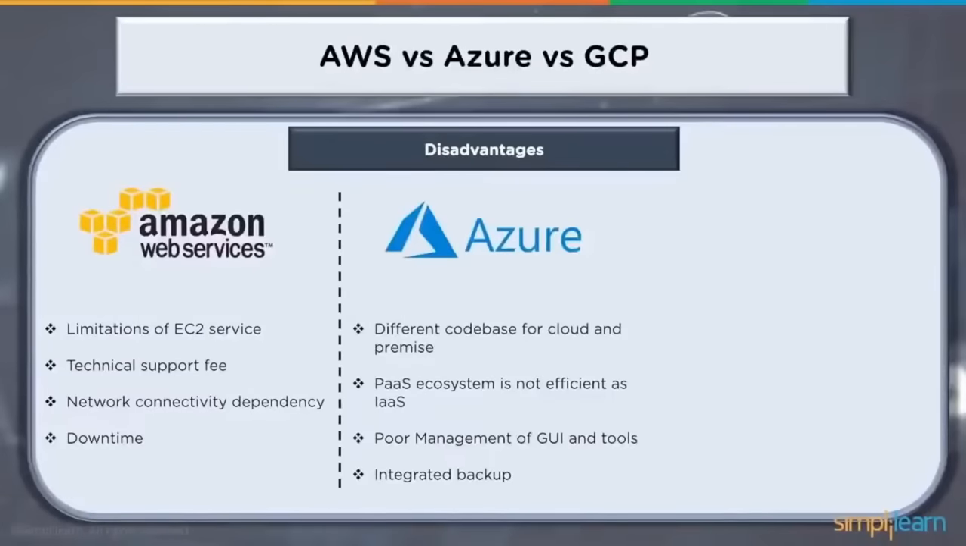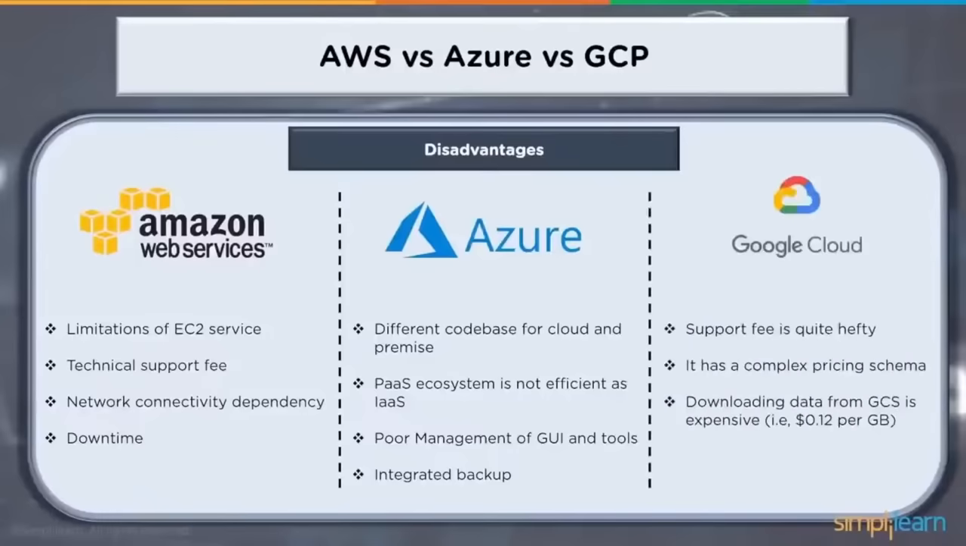Platform as a service ecosystem is not really as efficient as infrastructure as a service. Poor management GUI and tools, integrated backup. When we talk about Google Cloud, the support fee is quite hefty. It depends on what kind of solution or support an organization would be interested in. It has a complex pricing schema, although it has different use cases from which any user or organization can benefit. Downloading data from Google Cloud services is an expensive option. Storage might not be. However, uploading data or downloading data would be an expensive option.